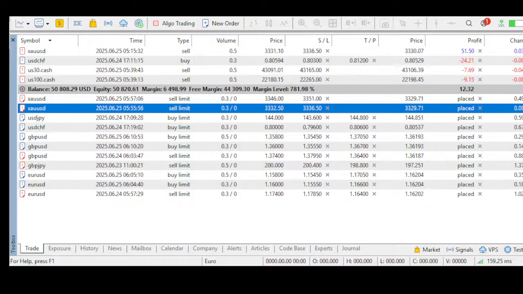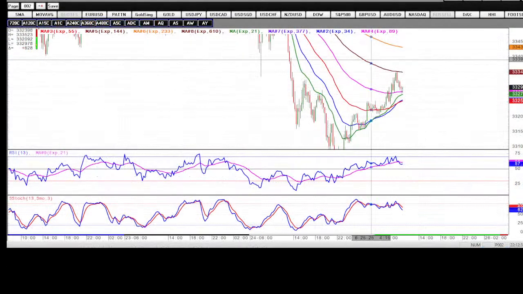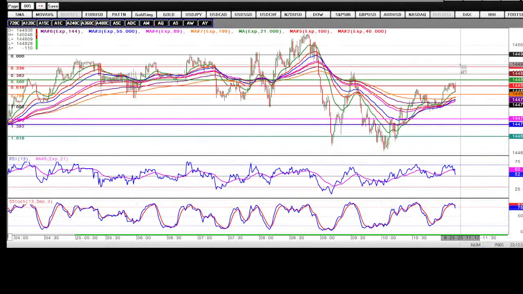Okay, so let's move on to the next trade, which is dollar yen. Pound euro we have finished, pound we have finished. Now we are going for dollar yen. Okay, dollar yen we have a buy. We are buying at 144. So let's do the research and analysis for dollar yen.